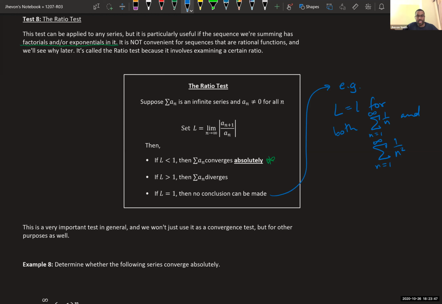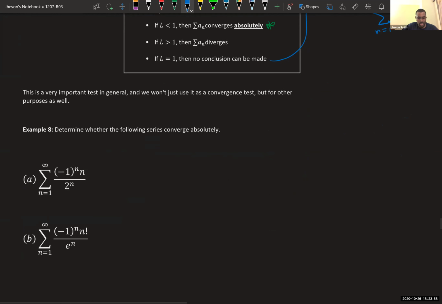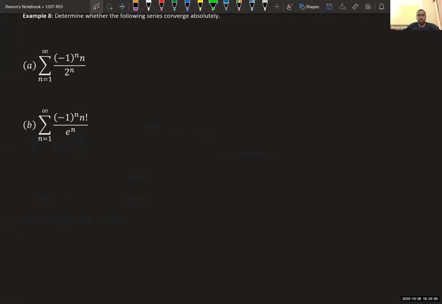So I'll talk about why it's actually useful to use this when we have factorials, as well as why it doesn't work in the case of rational expressions. You'll notice that 1 over n as well as 1 over n squared are rational expressions. So let's actually look at a couple examples.